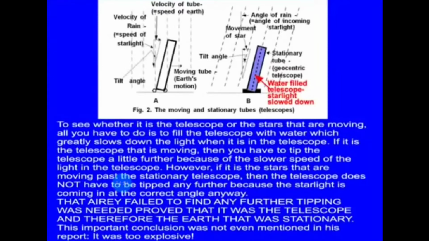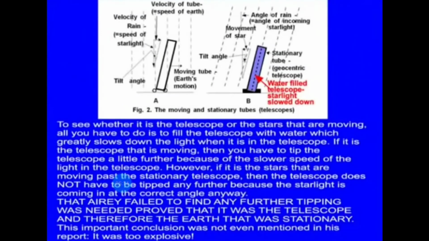So if it's the stars, if it's the telescope, if it's the Earth that's moving, that means the telescope's moving. So think about it. If the Earth's moving, that's basically saying the telescope's moving. And if the stars are moving, that means the telescope's stationary, the Earth is stationary.